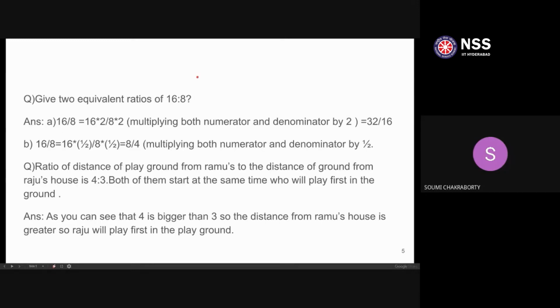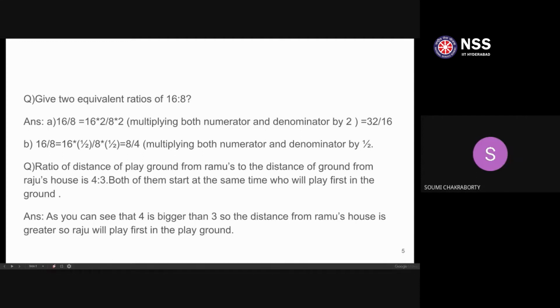Give two equivalent ratios of 16:8. Now here's an example of a ratio which hasn't been simplified, which means that the highest common factor between these two is not 1. So 16:8 can be further simplified into 2:1. So for two equivalent ratios, what they've done here is they've multiplied both 16 and 8 by 2, which doesn't change the ratio but gives you 32 by 16. And in another case, they've divided both the 16 and 8 by 2, which leaves them with 8 by 4. Note that none of these equivalent ratios are simplified. You can have only one base ratio, and all other equivalent ratios have a common factor other than 1.